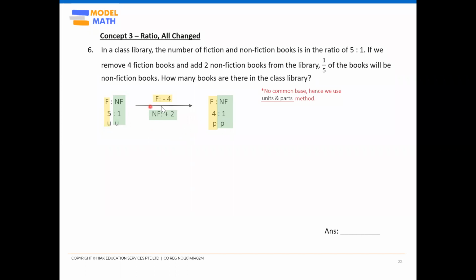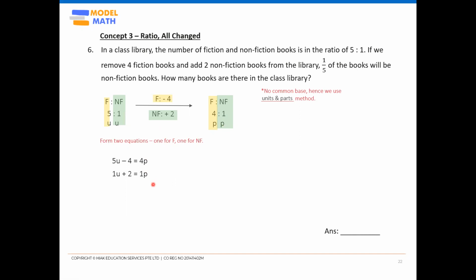So you look at the before, change, and after. 5u minus 4 in the end will lead you to 4p. So 5u minus 4, you can put equal 4p. Okay, so this is what I just mentioned from the two equations. See, 5u minus 4 equals the 4p in the end. Now you're going to do the same for the non-fiction. So for the non-fiction, 1u plus 2 equals 1 part in the end.